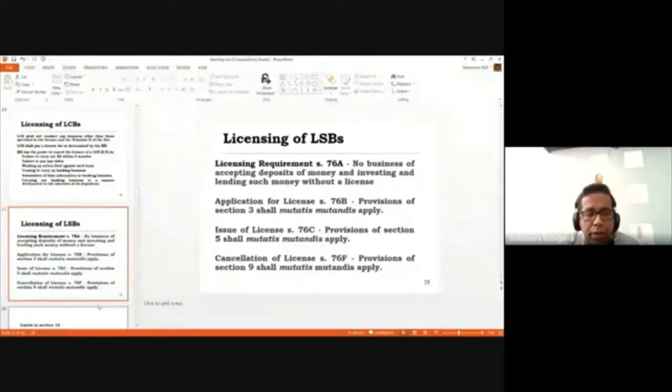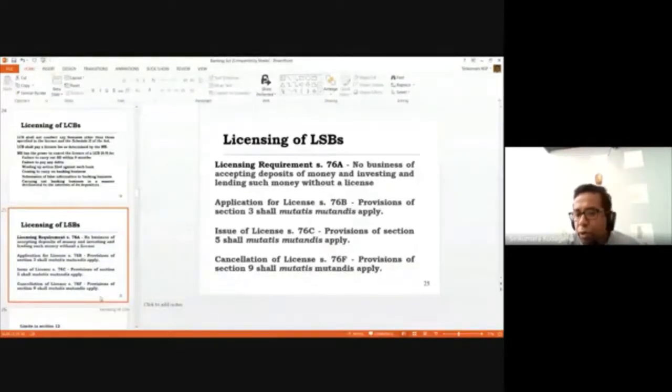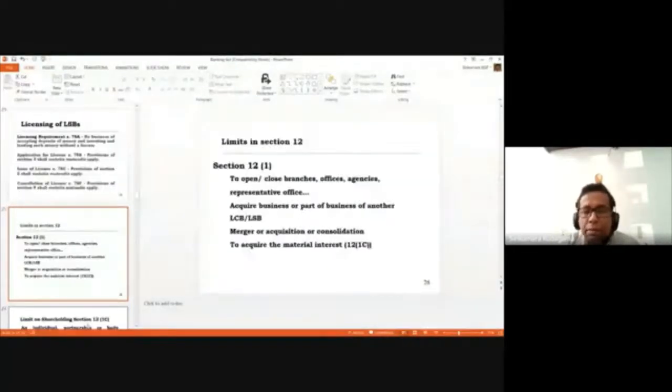Now, at this point, we would break for some 15 minutes and we'll next start discussing the substantive provisions of the Banking Act. Right? We'll meet at 10:45.